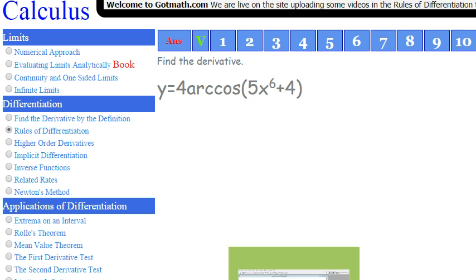Let's move over to the classroom. Yes, this is the classroom, if you don't mind. So we have y is equal to 4 arc cosine of 5x to the 6th.